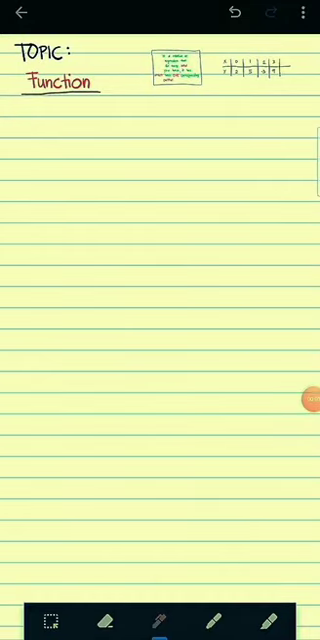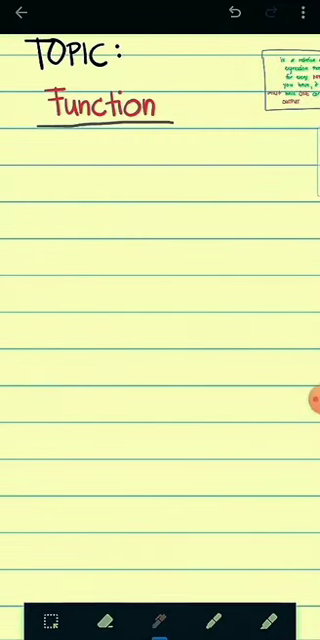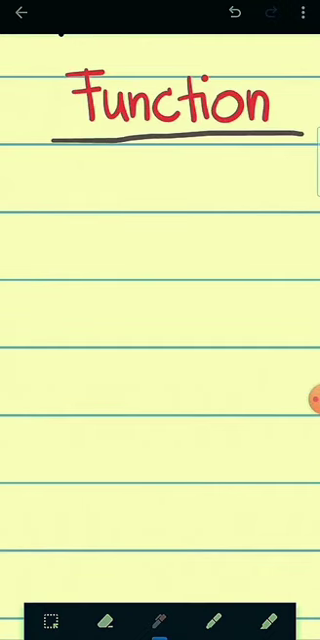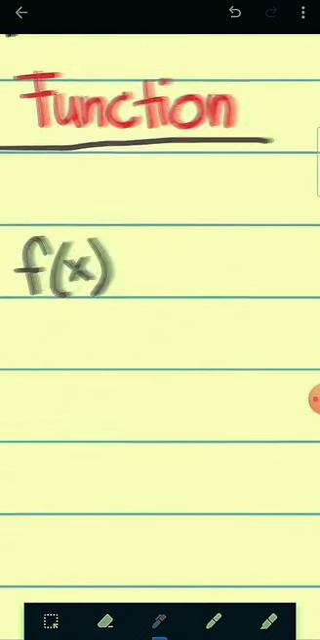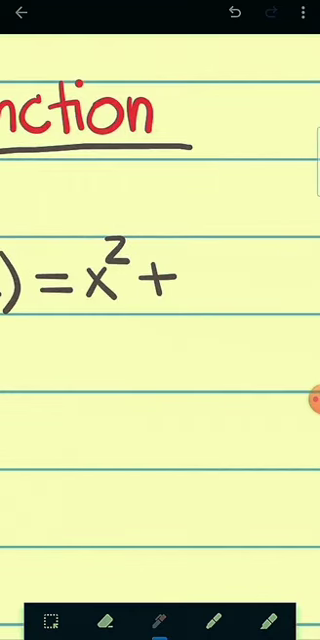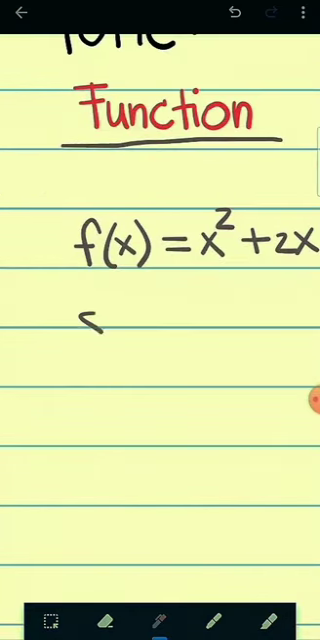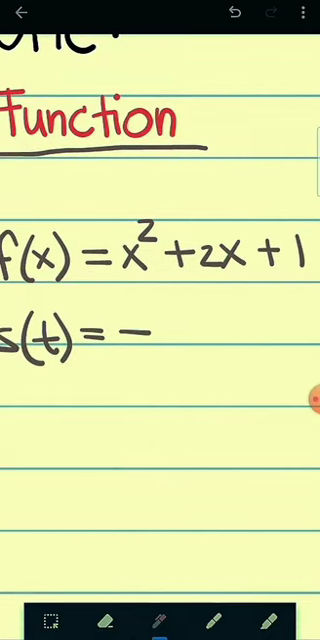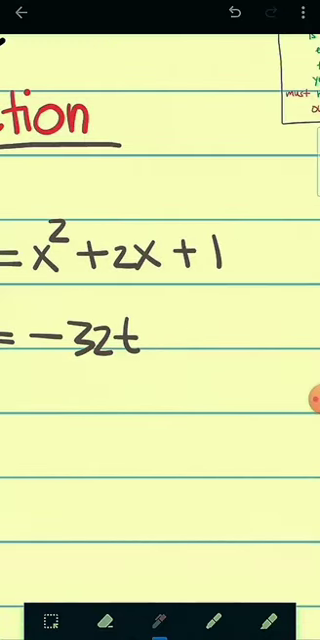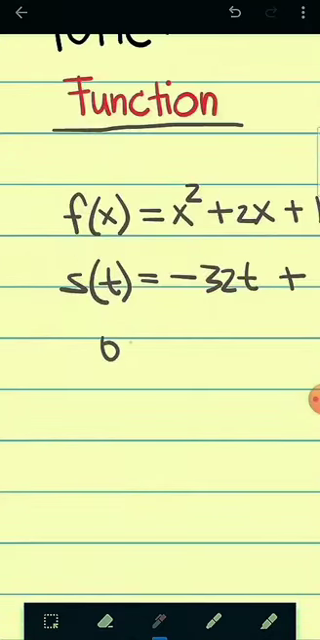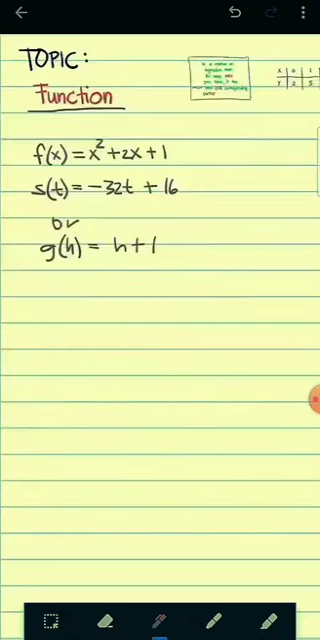So now let's talk about functions. You might have already seen some equations or expressions like this one: f of x is equal to x squared plus 2x plus 1. s of t is equal to negative 32t plus 16. Or even g of h is equal to some function h plus 1.